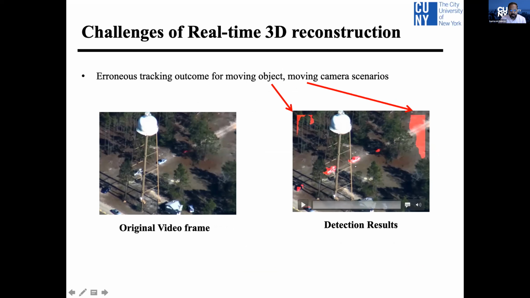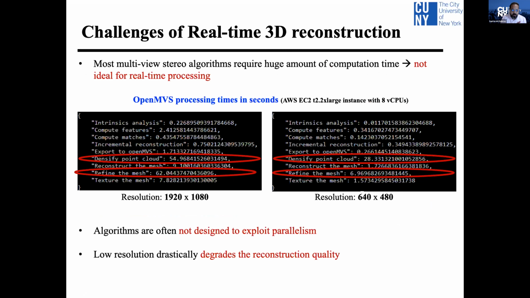So here you have a moving camera. In the detection result using OpenMVG, these red parts are the objects which the algorithm defines as moving. But you can see there are a lot of errors, because the results are erroneous due to the moving camera and the perspective change. It assumes that these red areas are also moving. So it's a difficult problem to solve, and doing it in real time is even more challenging.